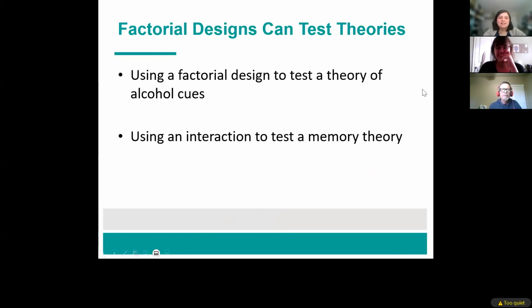So factorial designs can test theories. You might have a theory about how a variable might interact with another. A factorial design is a good way to test an interaction to see if the results are consistent with your theory. So on the next slide, I'm going to talk about a study that uses an interaction to test a theory about memory.